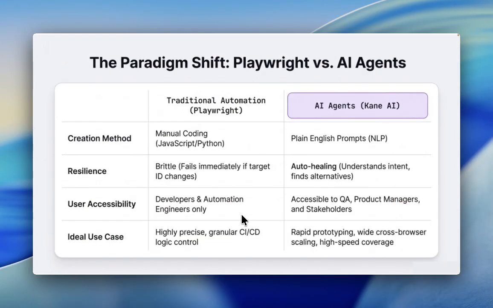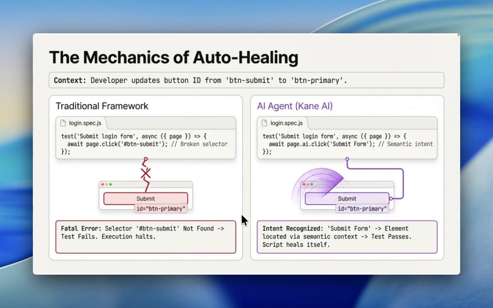The paradigm comparison: Playwright versus AI agent. Traditional automation, Playwright: manual coding in JavaScript or Python; brittle, fails immediately if the test ID changes; developers and automation engineers only; highly precise, granular CI/CD logic control. AI agent: plain English prompts; auto-healing, understands intent and finds alternatives; accessible to QA, product managers, and stakeholders; rapid prototyping, wide cross-browser scaling, high speed coverage.